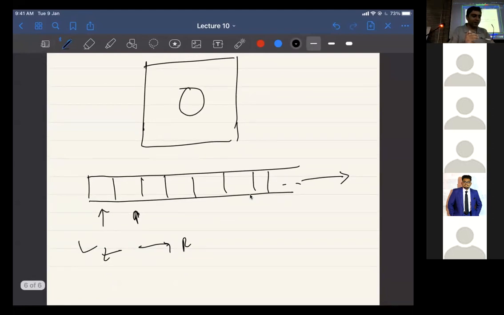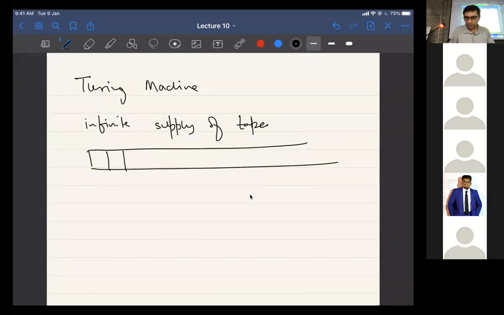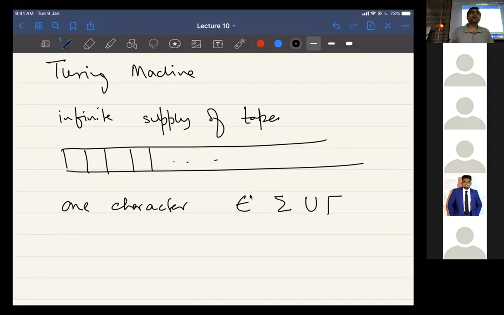Okay, so let me define the Turing machine very formally. So what happens is, in a Turing machine, there's an infinite supply of tapes. This tape is, you can imagine, a sheet of paper which is divided into blocks. And each block can contain one character. It's a sheet of paper, but we can write just one character on it, okay? No more than one character. And that character will come from the sigma, and it will also come from some other alphabet, which we will call gamma. And this gamma, I think you are familiar with from pushdown automata, right? And there are some other characters that we will define later on.